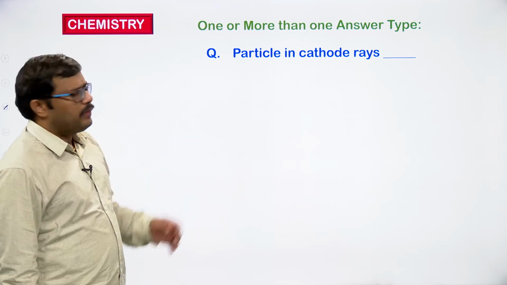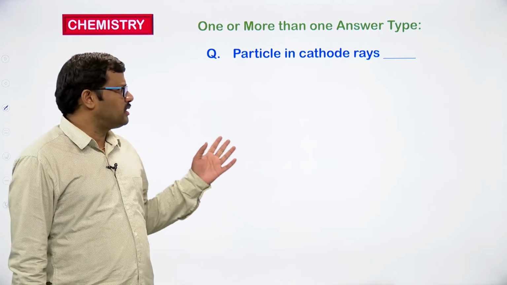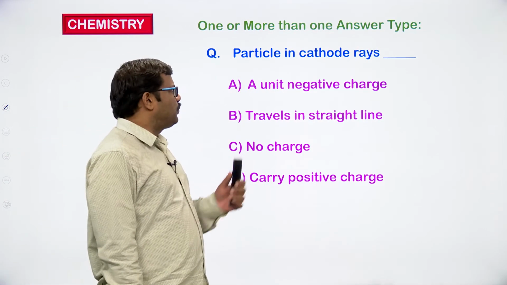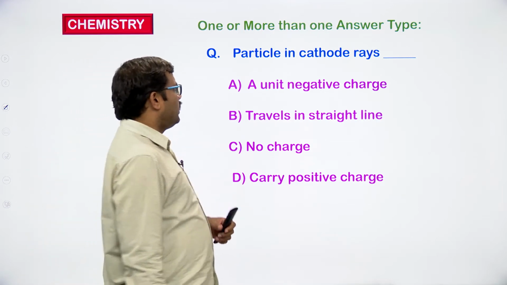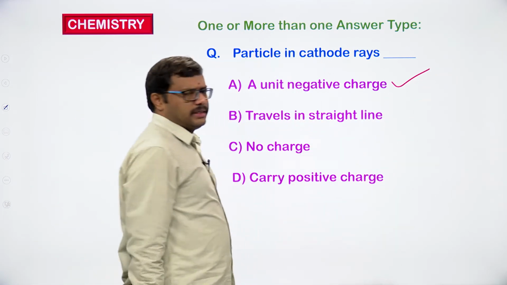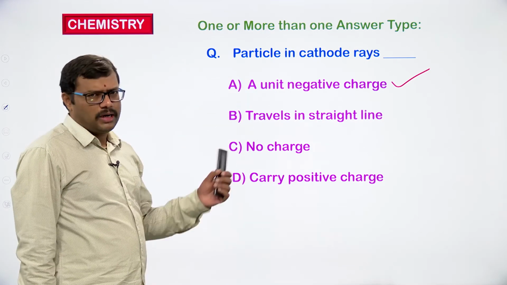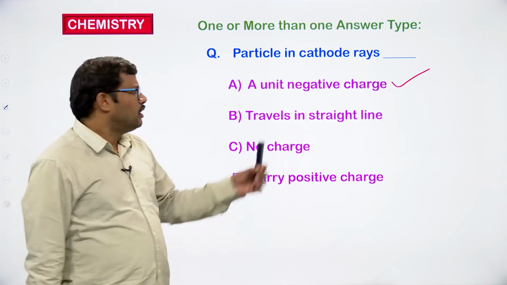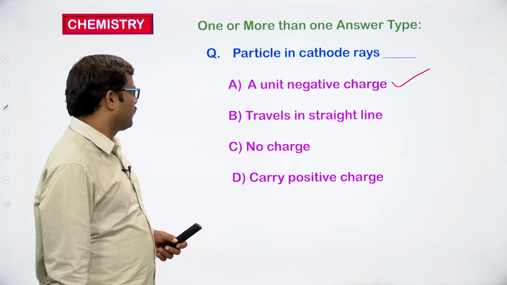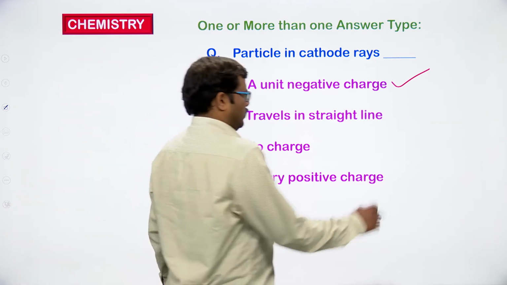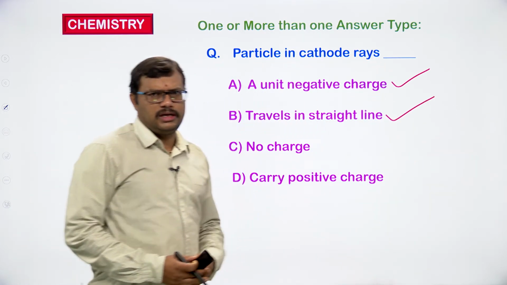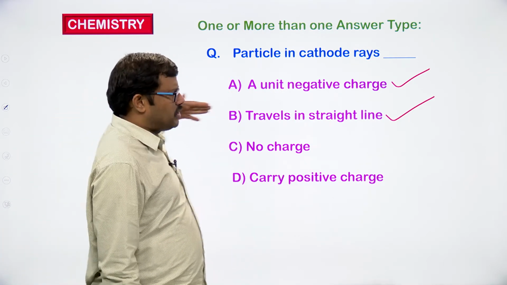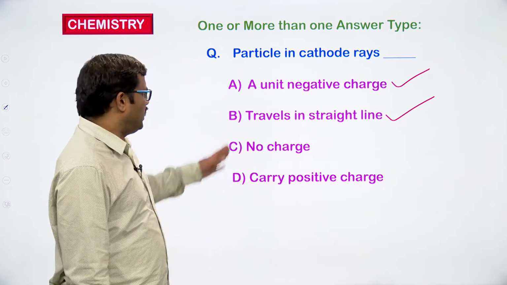Particles in cathode rays, one or more than one correct type answers. In cathode rays, what are the particles that are going to be produced? They have a unit negative charge. Yes, a unit negative charge is present because cathode rays are nothing but electrons. They have a unit negative charge, -1 is the charge on the electrons. So A is the correct option. Travels in a straight line. Yes, cathode rays travel in a straight line. We have seen in the last class in the experiment, the rays are produced in one area and move straight towards the anode.